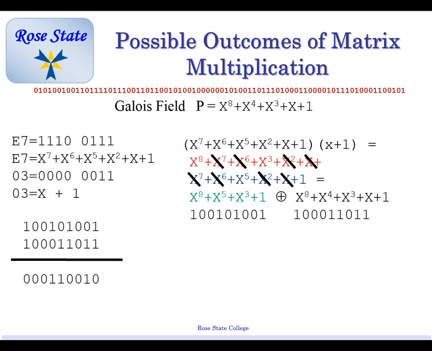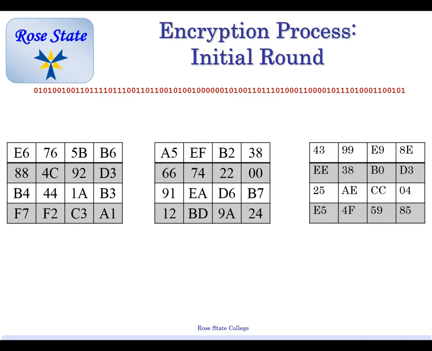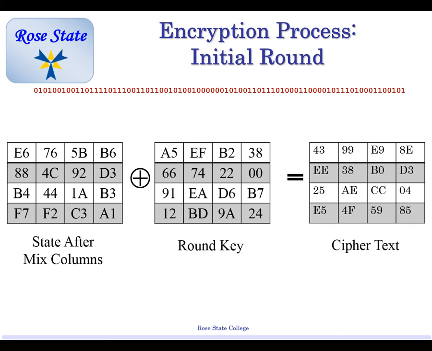Okay, all right. So that was 32. Now the final state, we just take these blocks and end up with our ciphertext. That was after mix columns, that was after the matrix multiplication. And the round key comes down from the top. Then you XOR those two together and you get your ciphertext. So it's actually very simple.